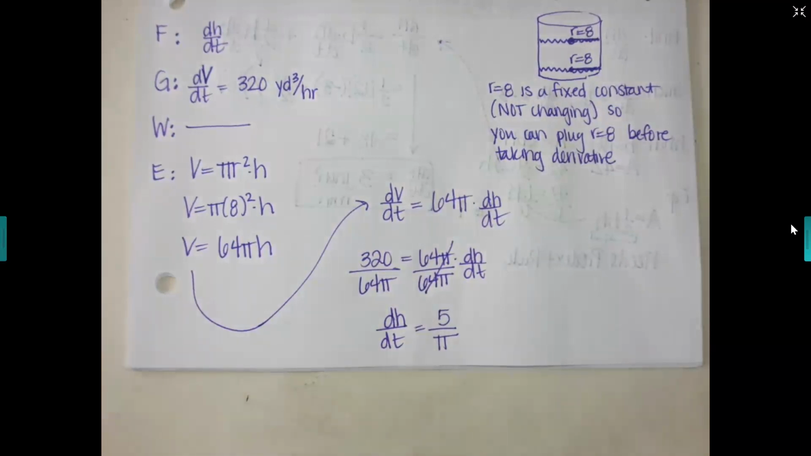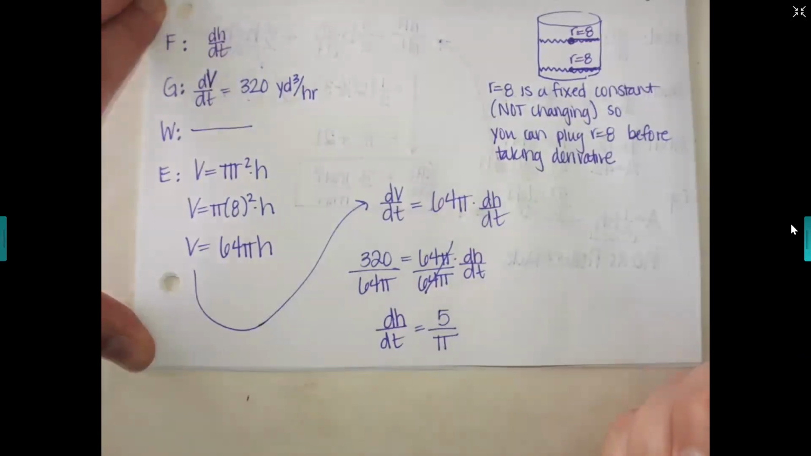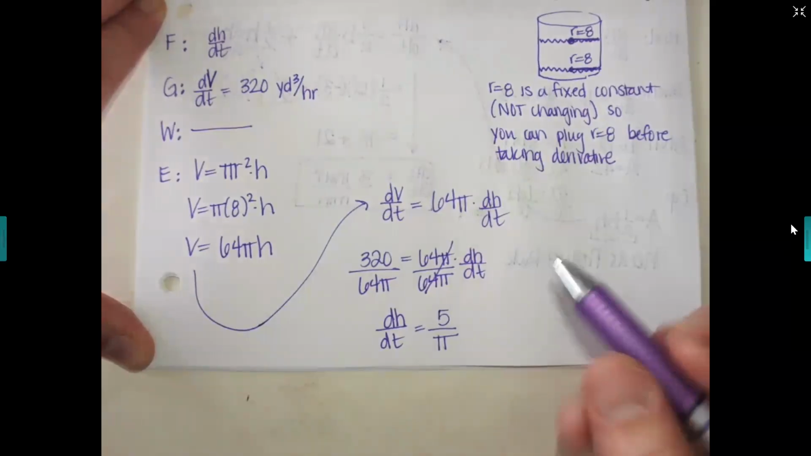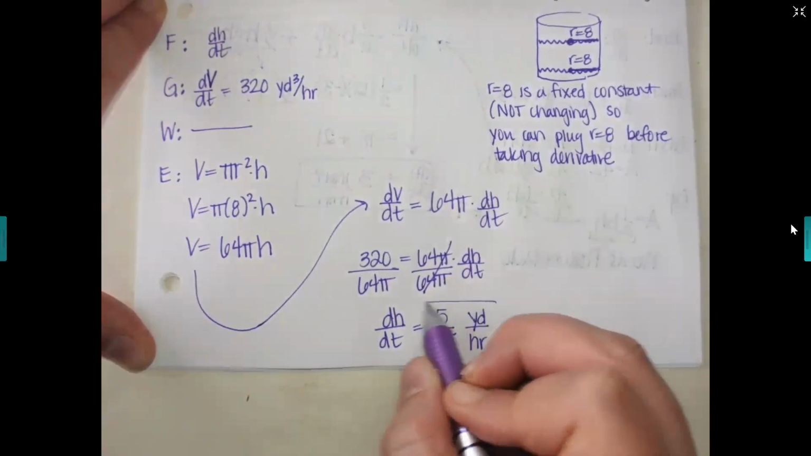Okay, now let's talk about units. Volume was measured in cubic yards per hour. What will height's rate of change be measured in? Would it be yards per hour, square yards per hour, or cubic yards per hour? Regular yards per hour, because that's a distance.